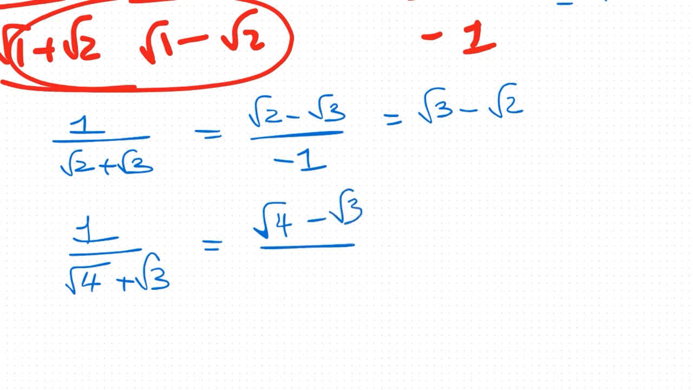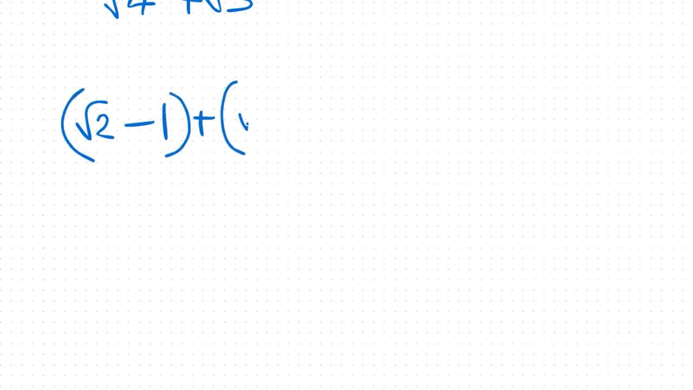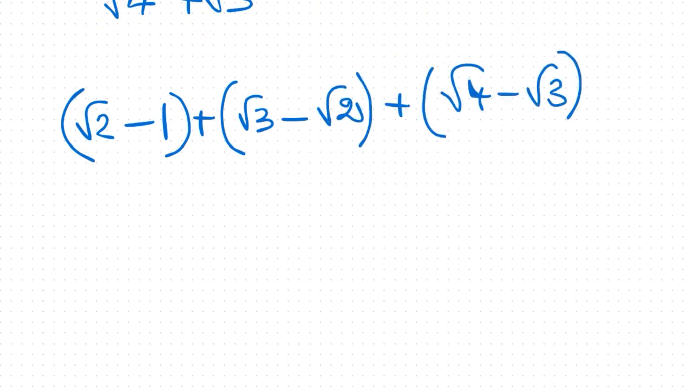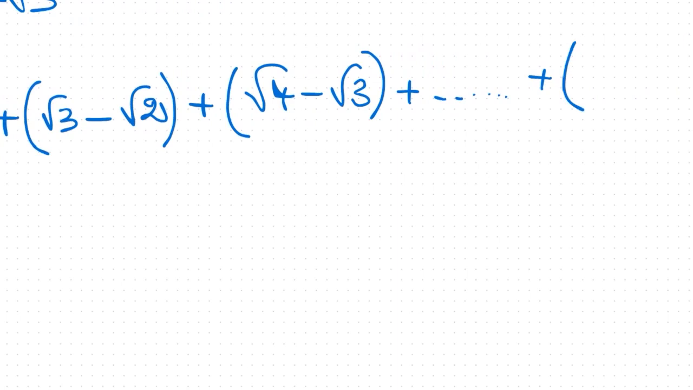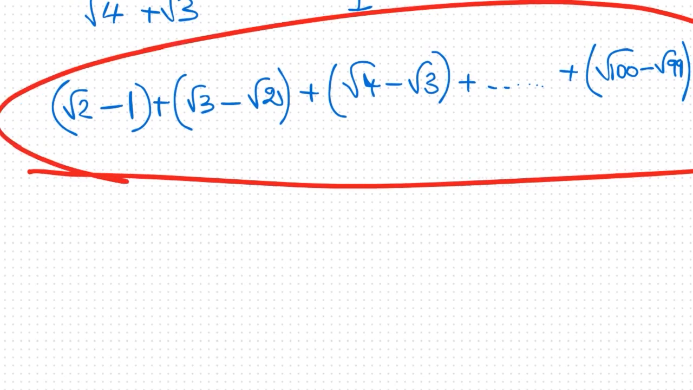So basically, large number minus smaller number. That is what is happening. So the question actually becomes: the first term is large minus small, root 2 minus 1, plus root 3 minus root 2, plus root 4 minus root 3, and so on. At the end, what happens for the last one? Root 100 minus root 99. Good. Did you notice something? Well, this addition, this simplification.